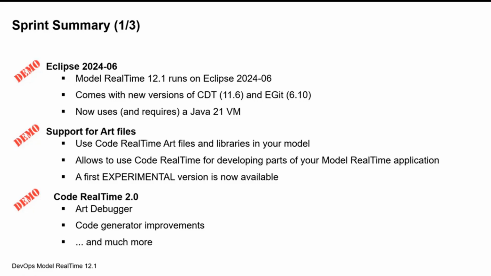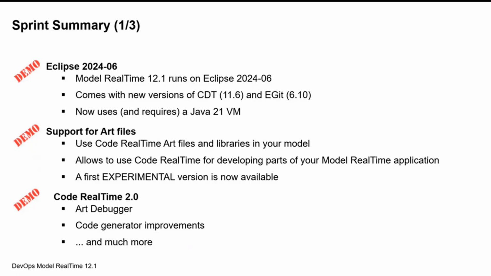If you have the habit of running Eclipse with the JVM that it comes with, then you will not have any issues and maybe not even notice that it now requires and uses a Java 21 VM. But if you run with an external VM, you need to make sure that it's a Java 21 VM. Otherwise, there will be a warning message when you start Model RealTime.